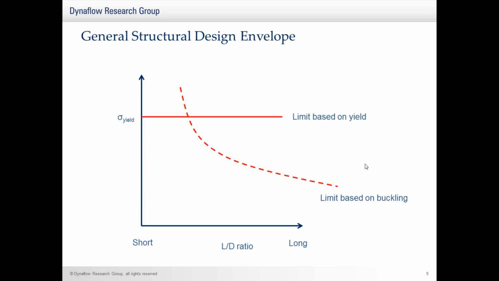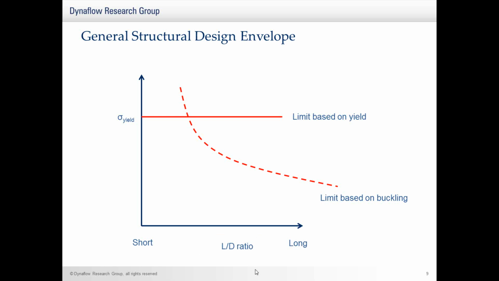So to give you an idea of the general design envelope and when buckling might be the limit for your design, I'll show you this graph. On the left axis we have applied stress, and on the lower axis we have the L over D ratio of the vessel. On the left we have relatively short stubby vessels, whilst on the right we have long slender vessels. And what you see is for shorter vessels, the limit is based on the yield stress of the metal.